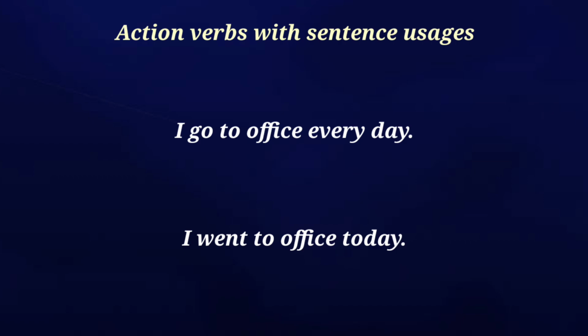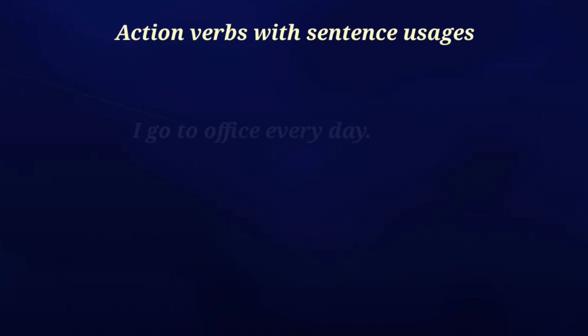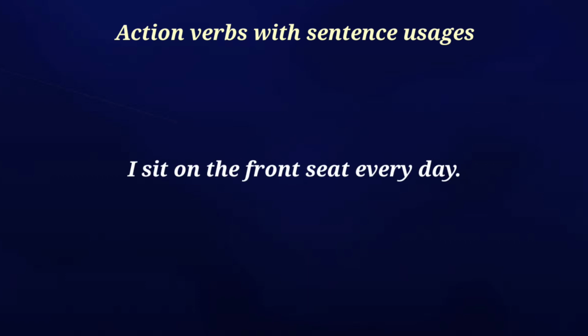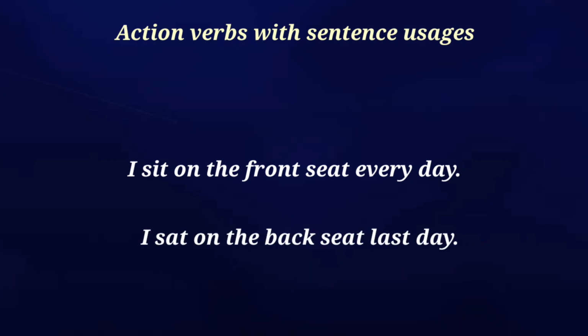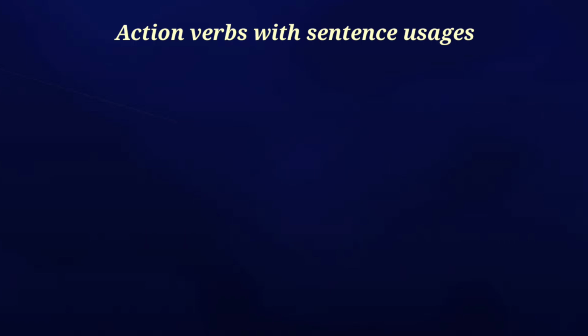Okay, and again, we will continue to the next word. Next one is sit. It's a very simple word. I sit on the front seat every day. What does it mean? Here you have a habit of sitting on the front seat every day. That is a habit. I sat on the back seat last day. That means that is something that you completed. Sit is the present form of verb. Sat is the past form of verb. Let us move to the next one.